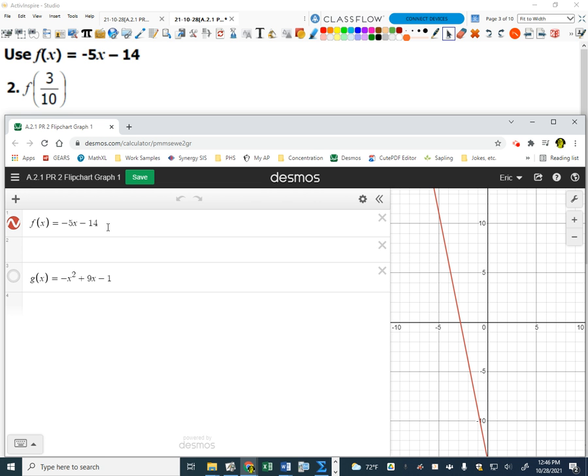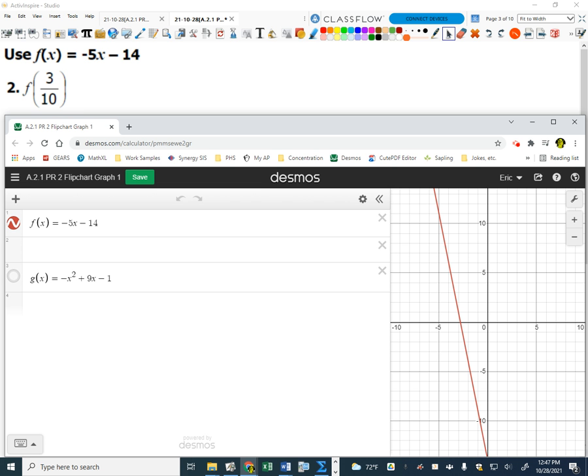And think what we're really telling Desmos here, or the math gods. We're just giving them a rule to follow. It's telling them how to treat the inputs. It's just saying that when we input something, we're going to multiply that by negative 5, and after that, we're going to subtract 14. That's all that's telling them, right? So there's the rule to follow when we input values. And then I just want to figure out what the output is when I input 3/10.